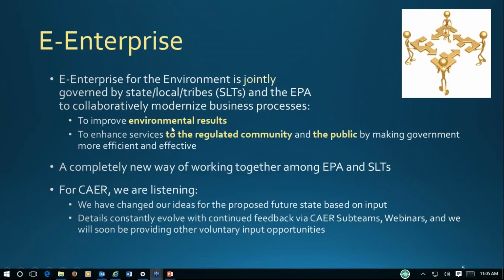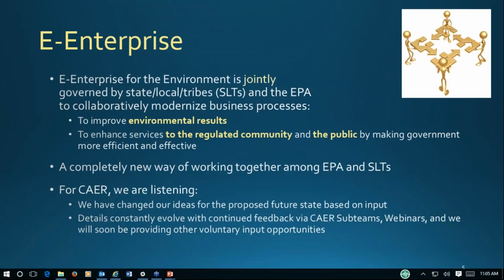Now we'll begin talking some about where we are with the enterprise, giving some of that background. If you've heard it before, I apologize, but I think it's important that we continue to talk about and make sure we stay focused on why e-enterprise is important and why we're going through the process that we're going through. Hopefully you're aware of, but if not, e-enterprise for the environment is jointly governed by the state, local tribes, the SLTs, and the EPA to make sure that we're working collectively to modernize the business processes, or effectively we're trying to improve the environmental results that we get from the effort that's put into those various exchanges of information that have to occur.